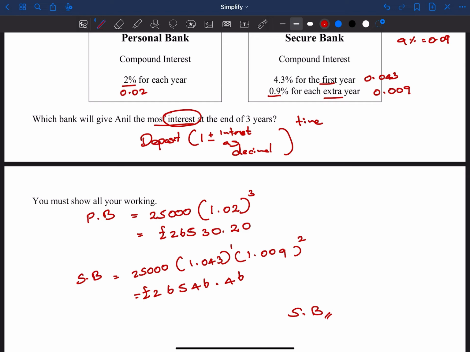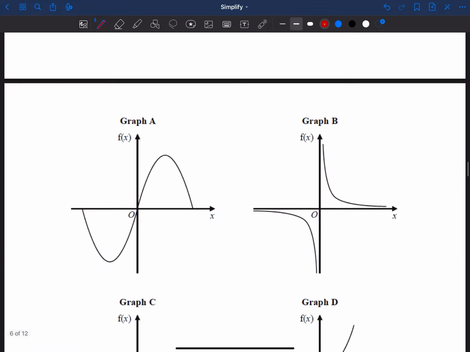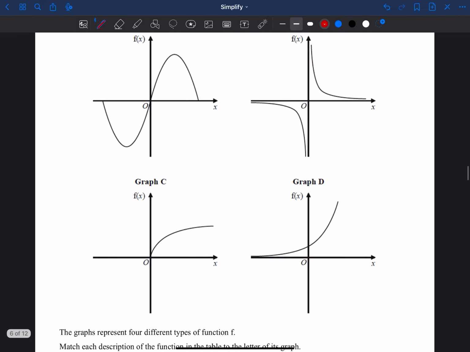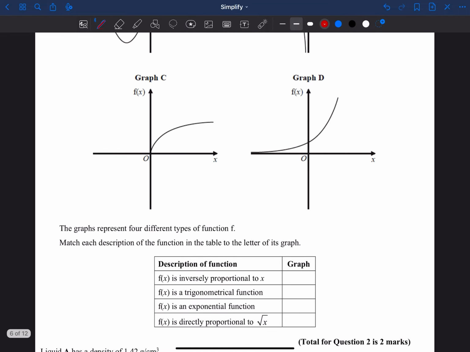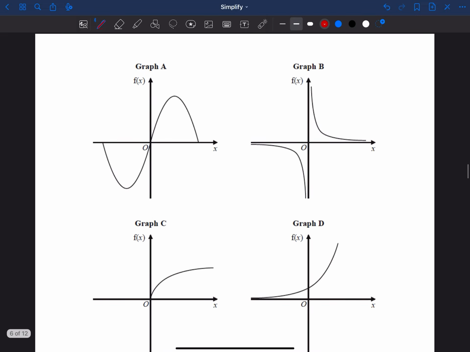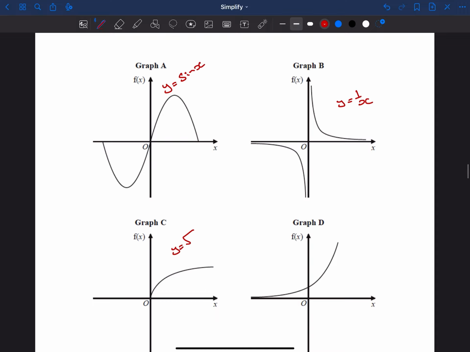Good. Next one. The graphs are here. You have to have these graphs memorized. There's a couple of graphs they won't ask you to do. Always label which one is which, and join it. This is your y equals sin x graph. If it's going like that, this is y equals 1 over x graph. Because it only goes on one side, the positive one, this one is y equals square root of x graph. And this is y equals e to the x graph.